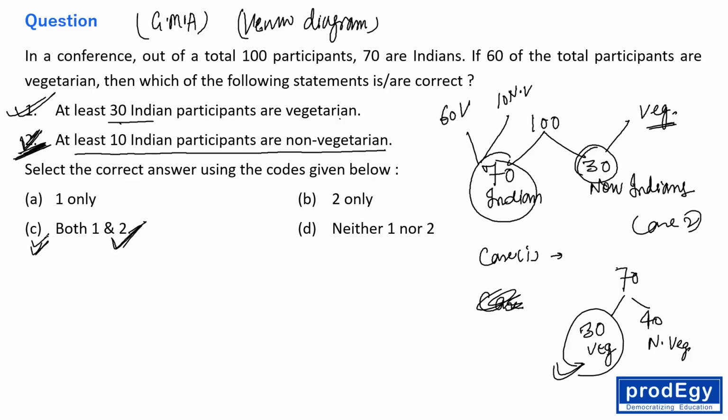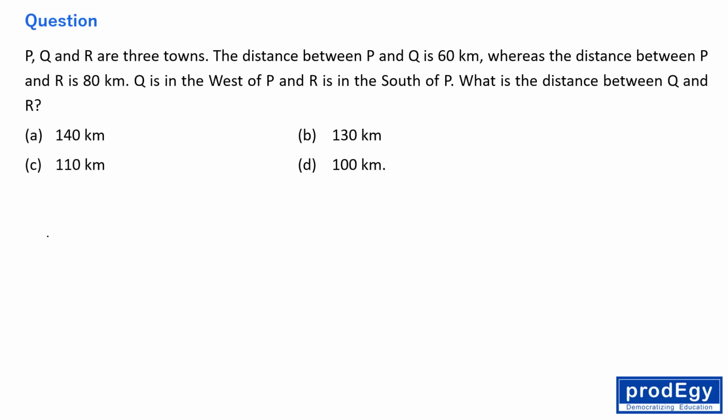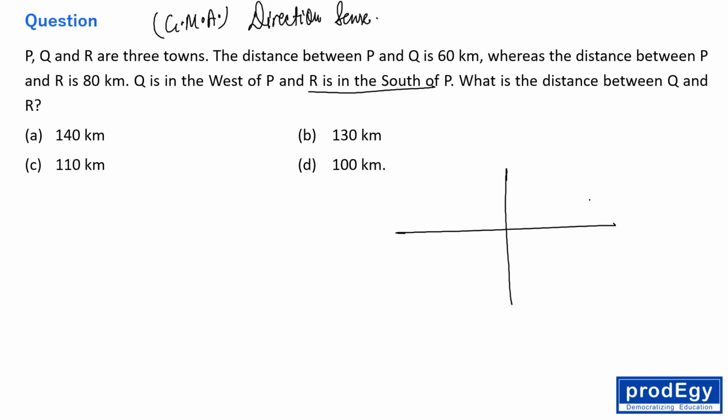Alright, now let's move to another question. P, Q, R are the three towns. The distance between P and Q is 60 km, whereas the distance between P and R is 80 km. Q is in the west of P and R is in the south of P. So this question belongs to GMA and direction sense is the topic. It's a very simple question, in fact. So north, south, east and west.